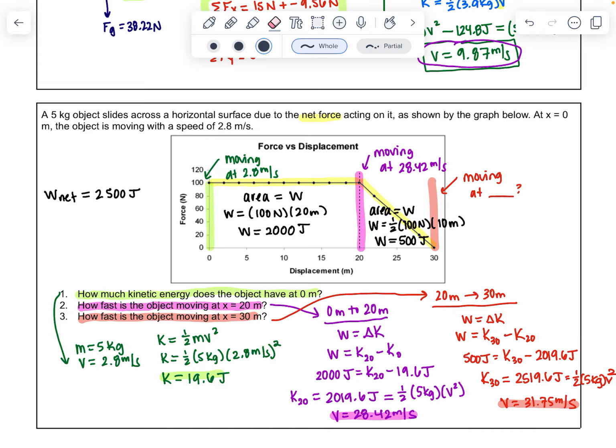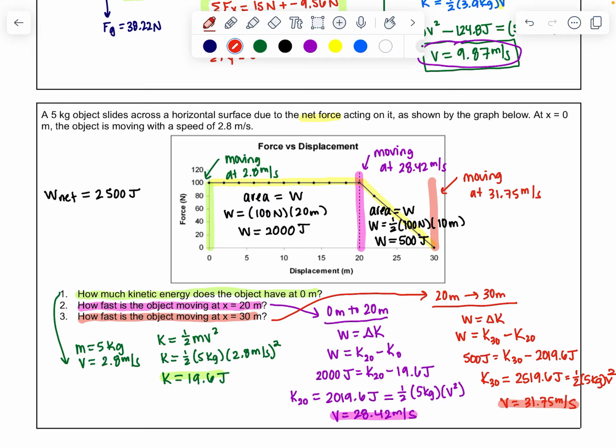So again, let's come back to our graph where we made some initial notations here in the beginning. At first, my object was moving at 2.8 meters per second, had a whole bunch of positive work done to it. It got faster, it increased energy, moved at 28.42 meters per second. Now, look at what happened again. I did more positive work. I did less work than before, but I still did positive work. I'm adding energy to our system. It makes sense then that our object is now moving at 31.75 meters per second.